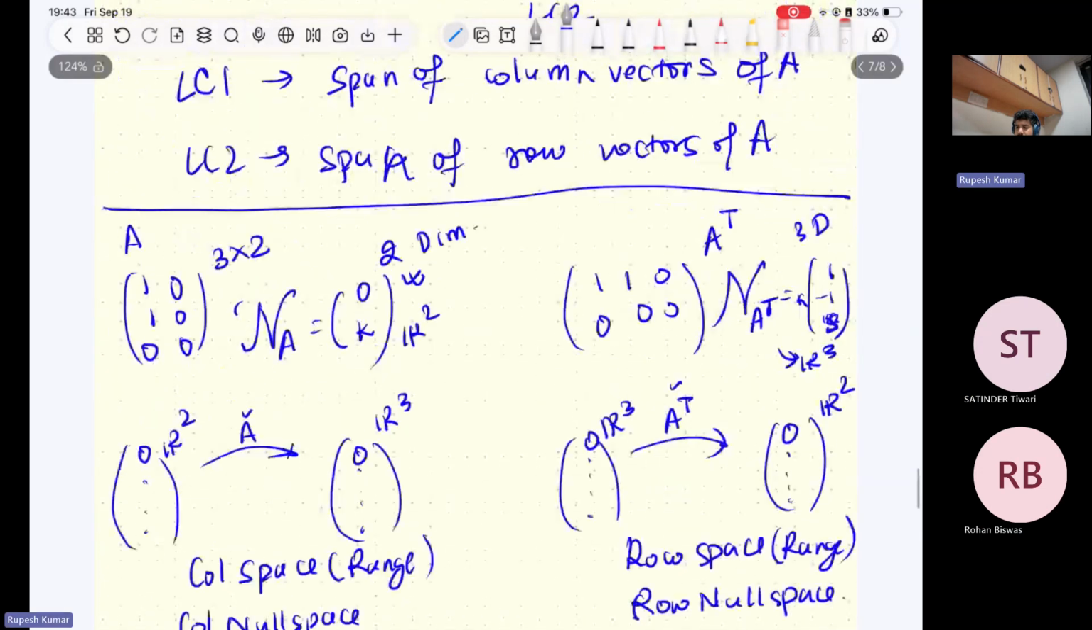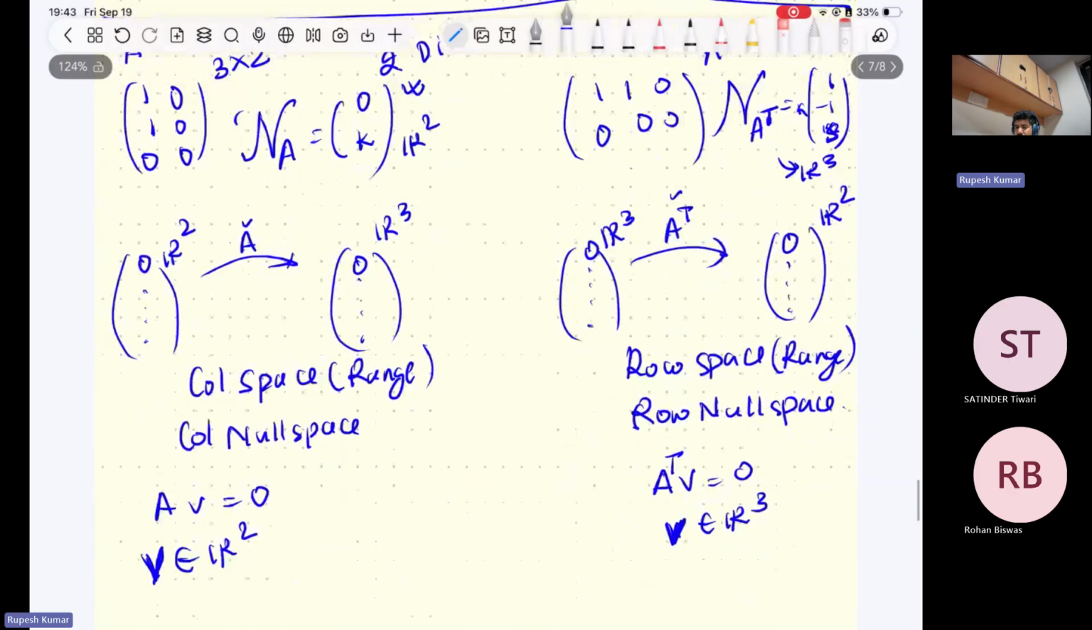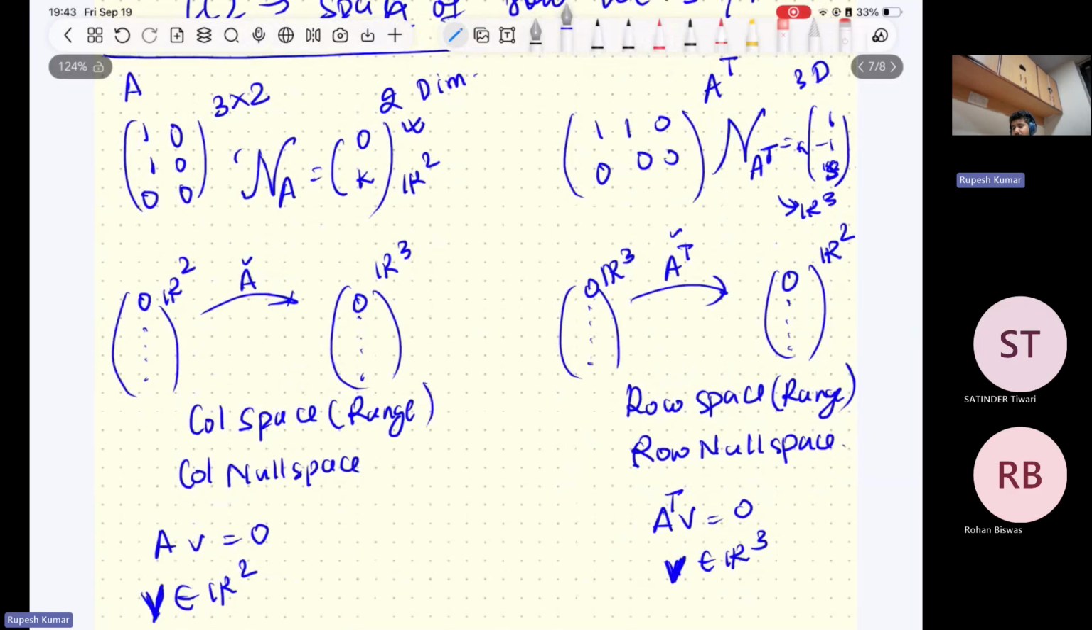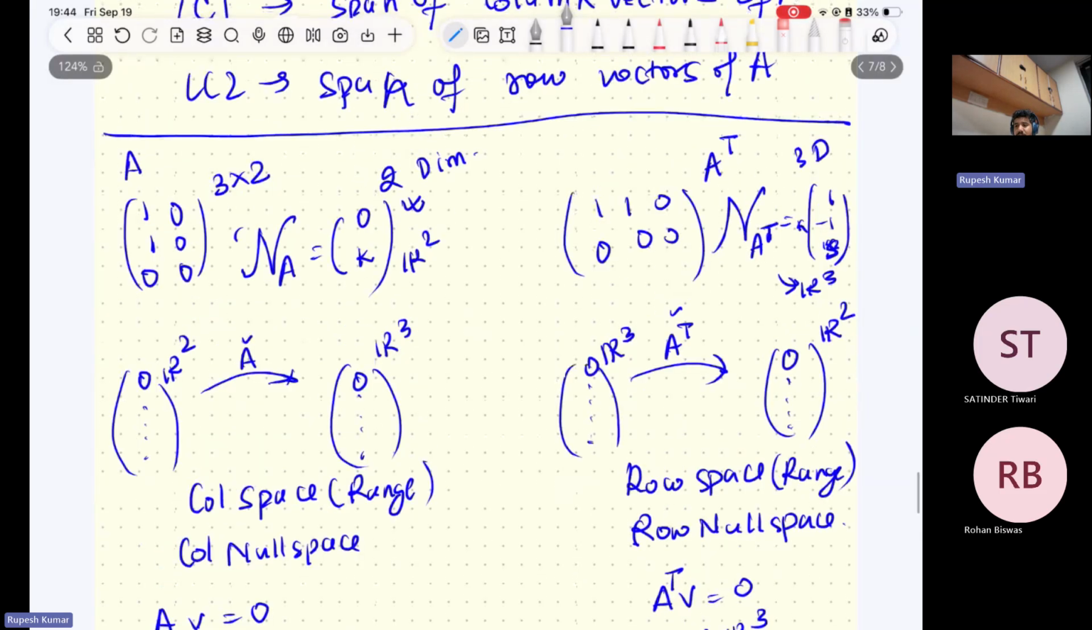So what I'm saying is, if you know how to find the null space and range space, you can always find the left null space and right null space, whatever you want to define. And that is essentially taking the transpose of the matrix and looking at the null space and the range of that matrix. That's it.